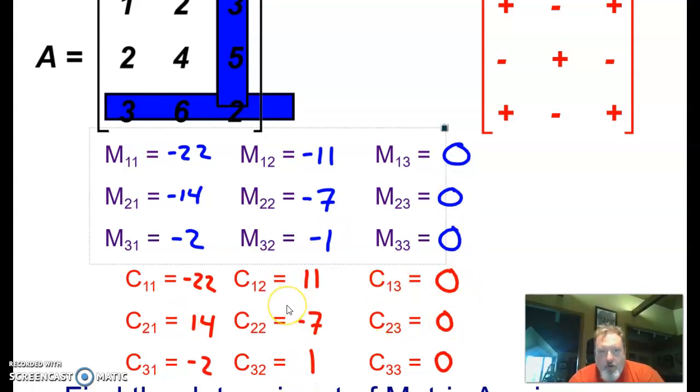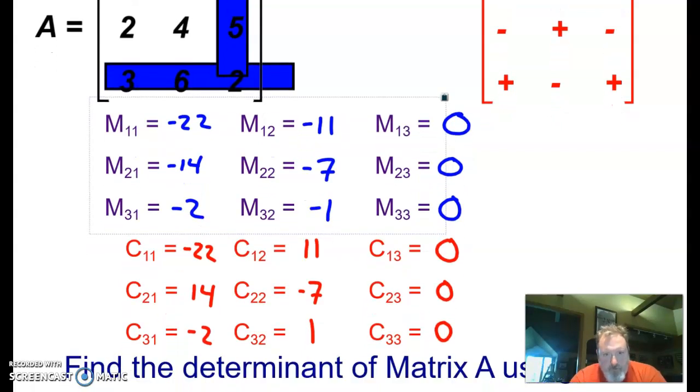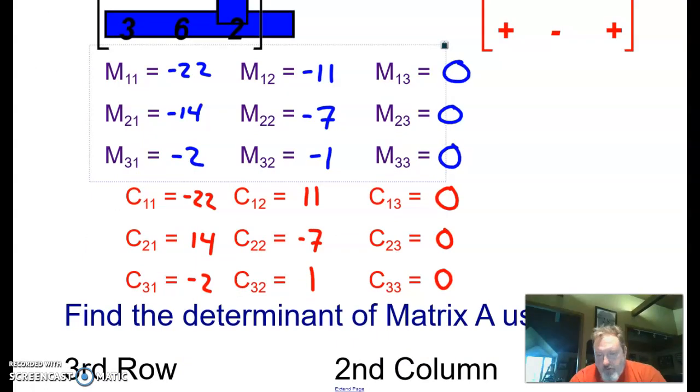So now we have our cofactors, and that helps us to find the determinant of our matrix, which is what we're going to do here on the next slide. So what it says here is find the determinant using the third row and second column. And I'm going to show you that on the next page. And what that means is we are going to take, for example, the third row cofactors times the third row numbers in the matrix. And second column means we're going to take these cofactors times the second column in the matrix. So let me show you that quick.